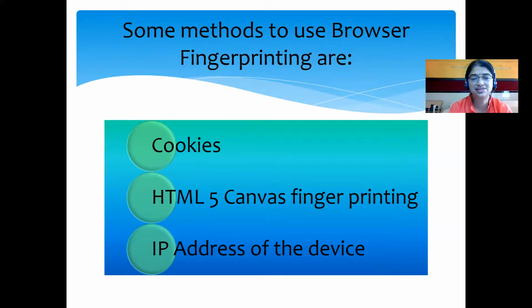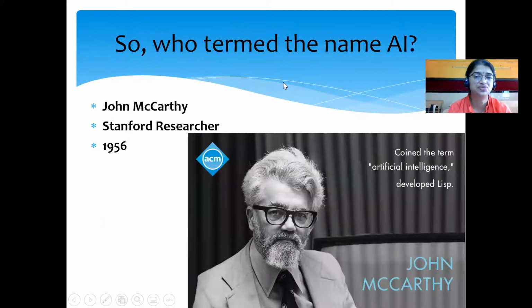I'll give you a task now. Cookies doesn't mean a real cookie. So you find out what a cookie is and what HTML is. HTML is a language used for writing websites, and IP address means the internet protocol address of the device. Every computer, laptop or device connected in a network has an address. So these are the methods which are used.